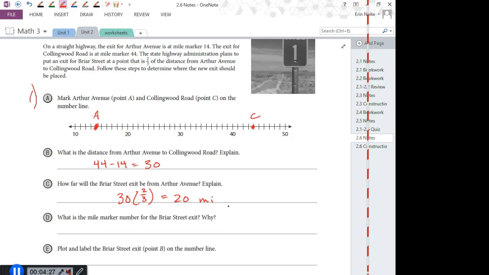Okay, so if Arthur starts at 14, we got to go 20 from 14. So how are we going to do that mathematically? Add 20 to 14. Good. So we're going to go 14 plus 20. So therefore, the exit is going to be where? 34 miles. At the 34 mile marker.